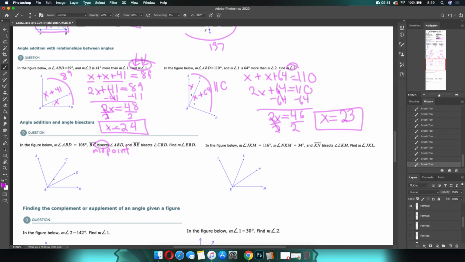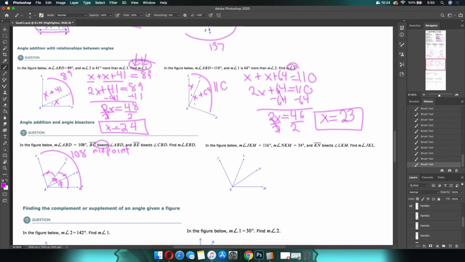So BC bisects what? Bisects ABD. So this and this are congruent. Okay. And then BE bisects CBD. So those are going to be our setups. All right. Find the measure of angle. Oh no, the big angle is 108. All right. So find the measure of angle EBD.